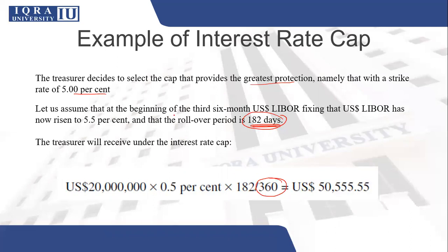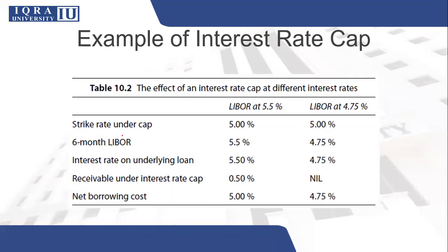Now over here what has happened is that you had set the cap at 5%, but the LIBOR has gone up to 5.5%. What will happen in this case is that for the difference of 0.5, the treasurer is going to receive this amount. So on US dollar 20 million, he is going to receive 0.5% for this period. Now, what is the logic behind this? You will understand this even more by looking at this table.